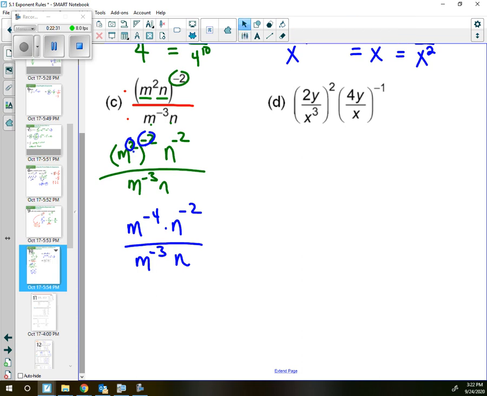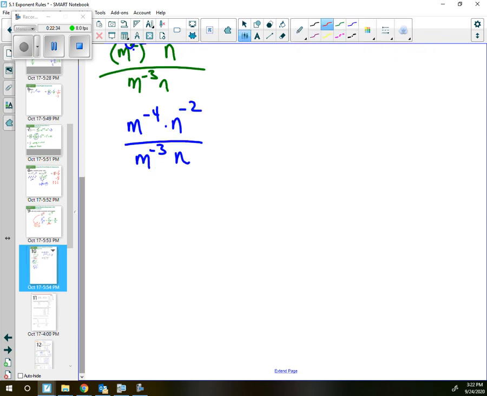Now what I would probably do next, just because this is easier for me, is I like to put everything in positive exponents. So get them in the right spots. So this m to the -4th, that's going to come down to the bottom as an m to the 4th. This n to the -2nd, it's also going to come down as an n to the 2nd. So all I have left in the numerator then right now is just a 1.